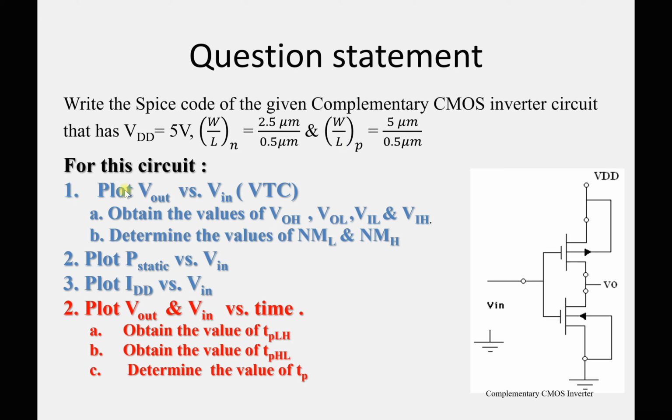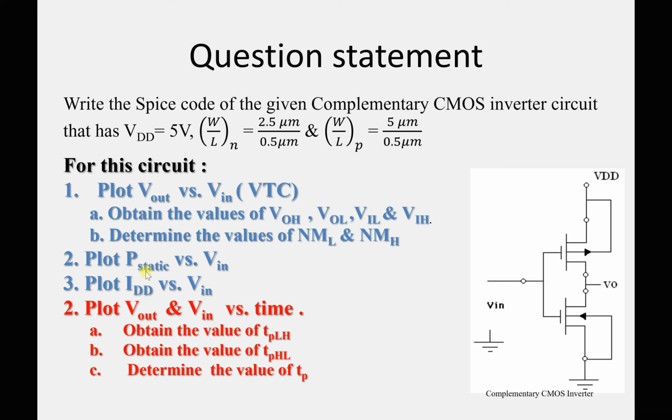We were able to plot V output versus V input, which is the voltage transfer characteristic, to obtain V output high, V output low, V input low, and V input high of the plot. Then you will be able on your own to calculate noise margin low and noise margin high.